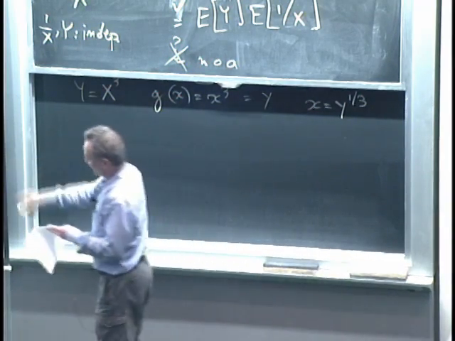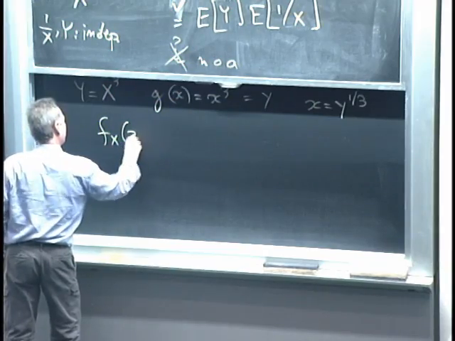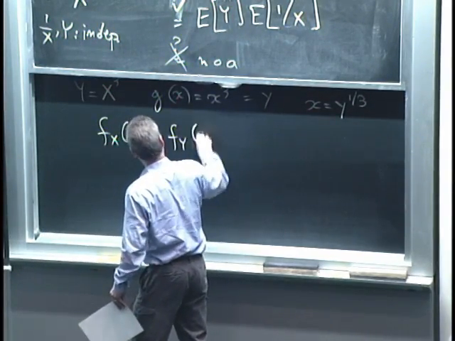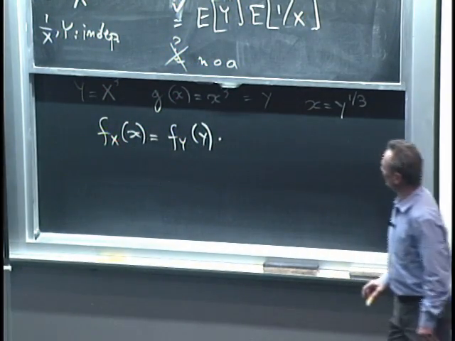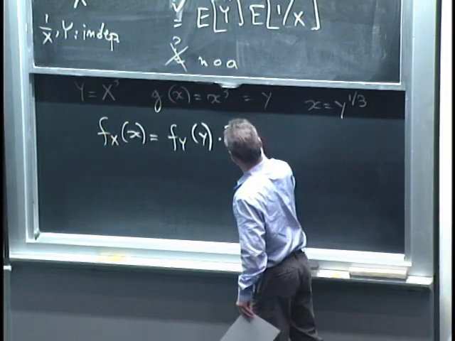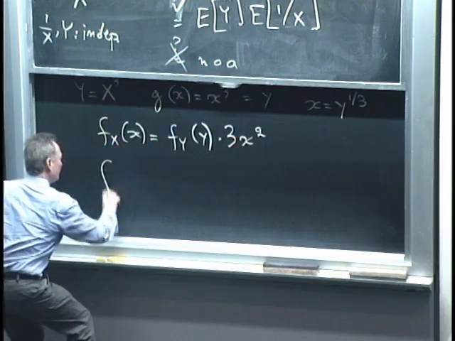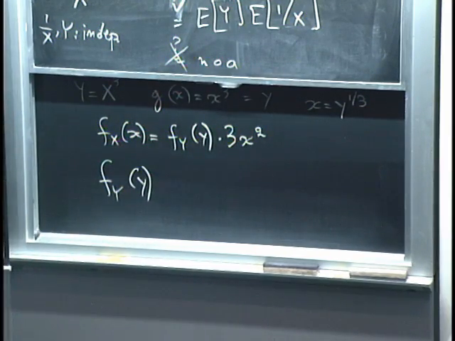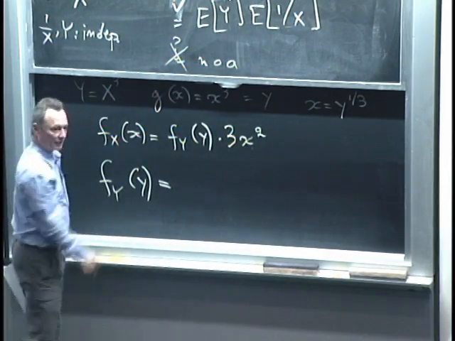Now, if we write this formula, it tells us that the density at a particular x is going to be the density at the corresponding y times the slope of the function at the particular x that we're considering. The slope of the function is 3x squared. Now, we want to end up with a formula for the density of y. So I'm going to take this factor, send it to the other side.